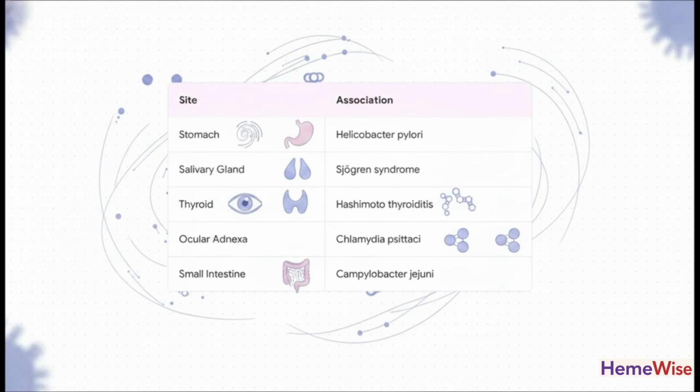And you have to know the site to know the suspect. The geographic and biological specificity of these etiologic drivers is just brilliant. Specific organs are tied directly to specific inflammatory culprits. In the stomach, which is by far the most frequent site, the primary driver is Helicobacter pylori. In the salivary glands, it's typically the autoimmune condition Sjogren's syndrome. The thyroid is heavily linked to Hashimoto's thyroiditis. Meanwhile, ocular adnexal cases are often tied to Chlamydia psittaci, and the small intestine to Campylobacter jejuni.